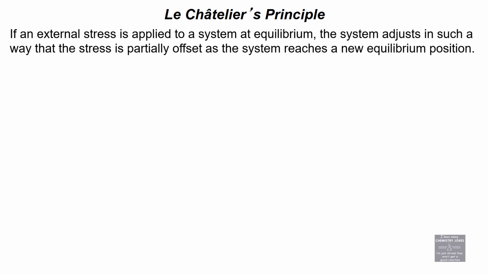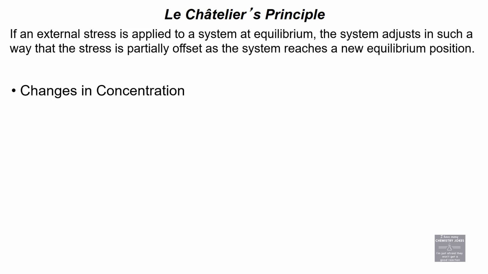Le Chatelier's principle says if an external stress is applied to a system at equilibrium, the system adjusts in such a way that the stress is partially offset as the system reaches a new equilibrium position. So a system sitting at equilibrium, you whack it out of equilibrium, and it works to reestablish equilibrium. That's what that is. You stress a system, it will respond. How does it respond? Well, we got to talk about that. What are some of the stresses that you apply? Well, we got to talk about that.